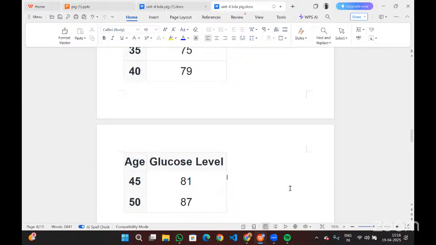Did I give only two values? Where are the values? Write the values below. 45. Is it done? Did you get the values? What are you doing again?